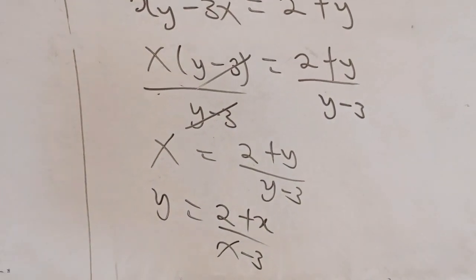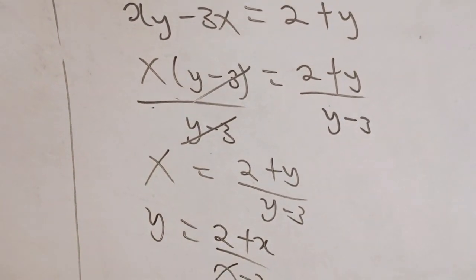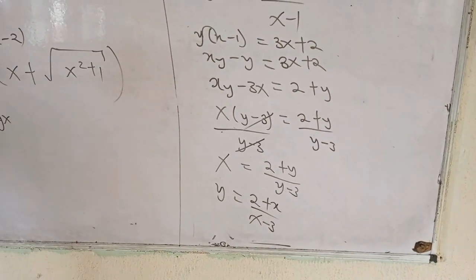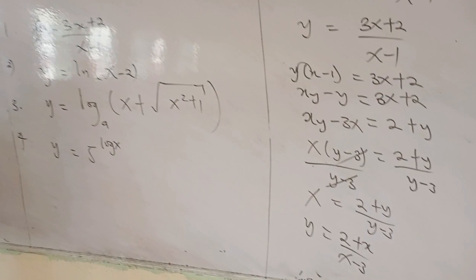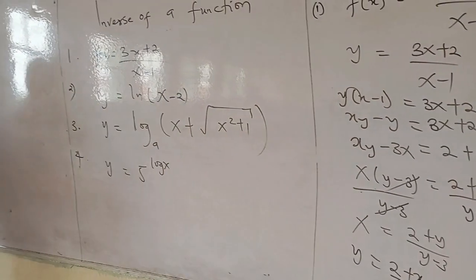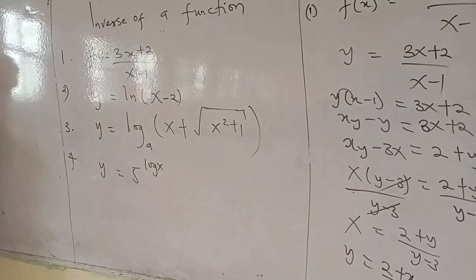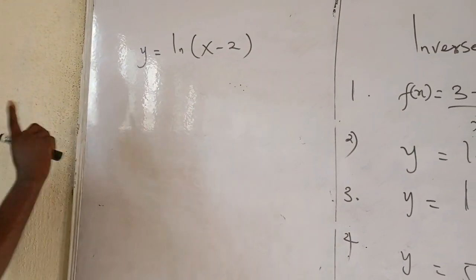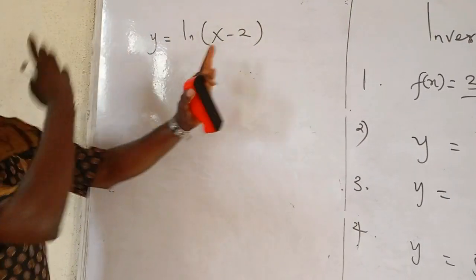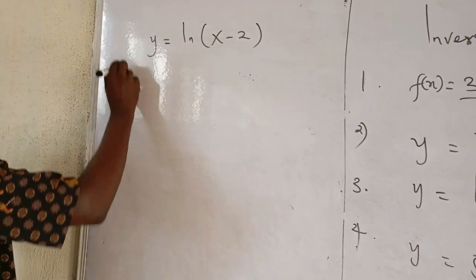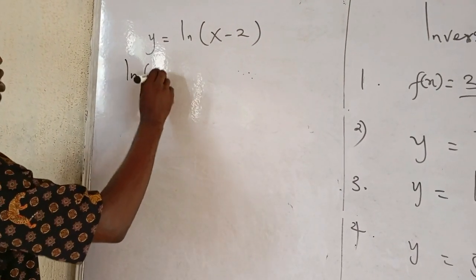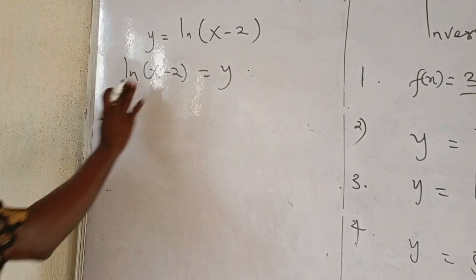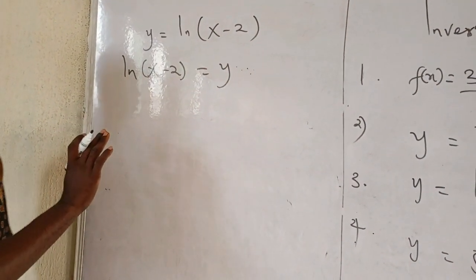Meanwhile, we move to question number 2. Let's see how we do that. For question number 2, given that y is equal to ln of x minus 2, what do we do? I would rather prefer writing it this way. So ln of x minus 2 is equal to y. Remember, our objective is to make x the subject of the formula, right?